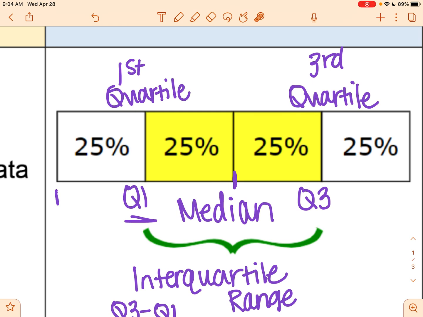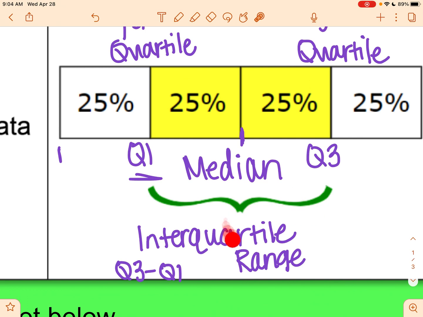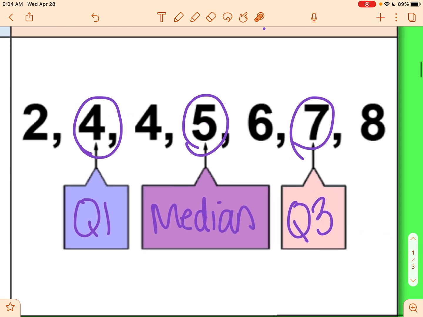is the third quartile. So all of this right here from quartile 1 to quartile 3, this is called your median. I'm sorry, not your median. It's called your interquartile range. And to find your range, you would subtract this number from this number. All right, so let's take a look at what it actually means.